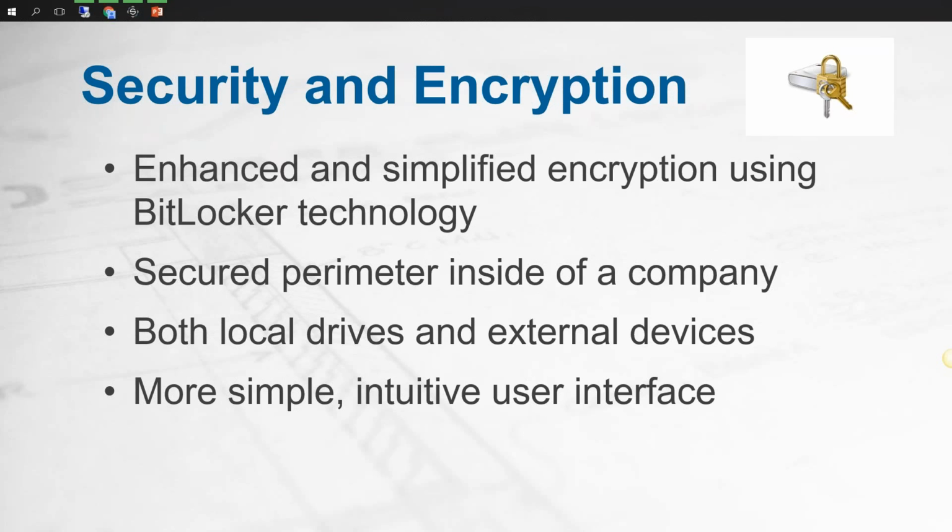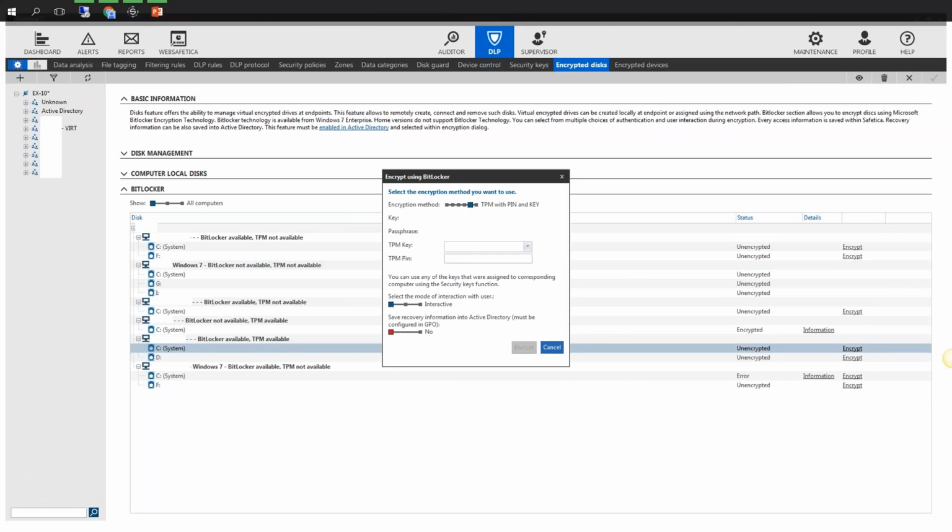which is integrated in the Windows operating system from Windows 7 Enterprise, Windows 8 and higher. So everything can be easily set up using a simple, intuitive user interface delivered here in BitLocker settings. You can see it now on screen.